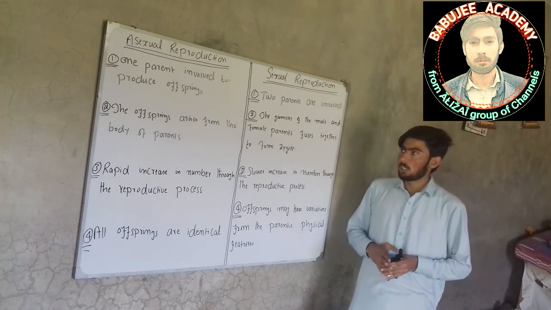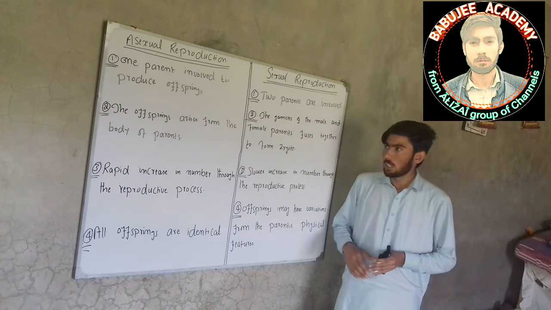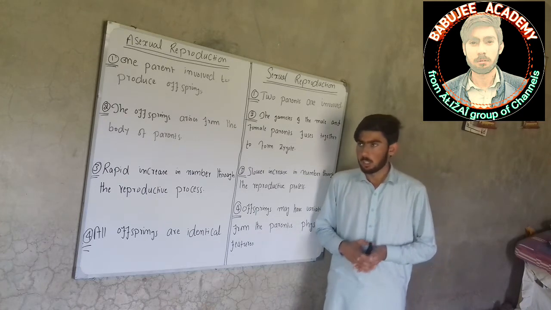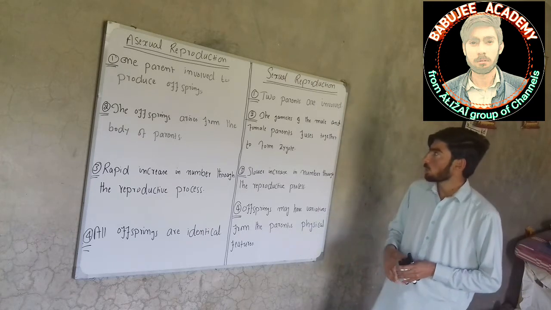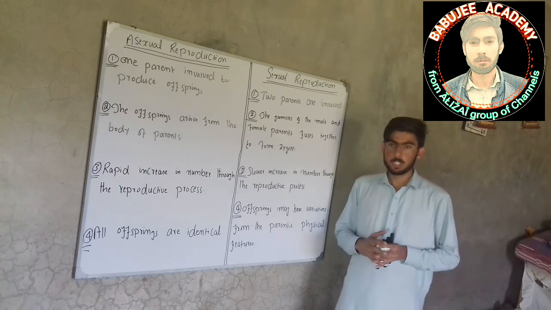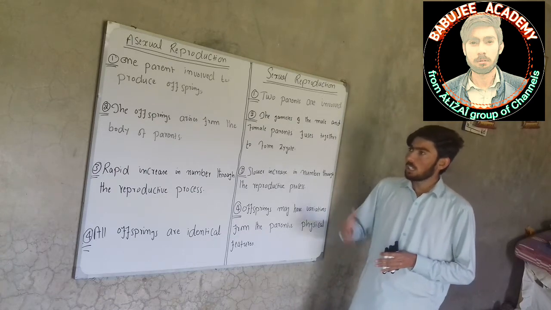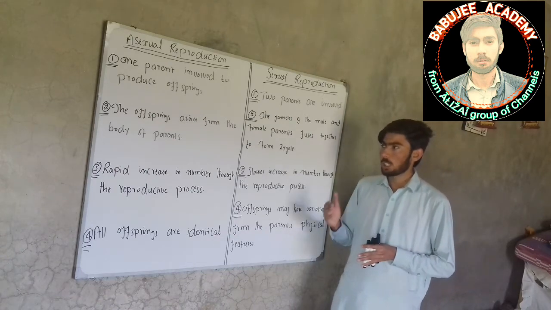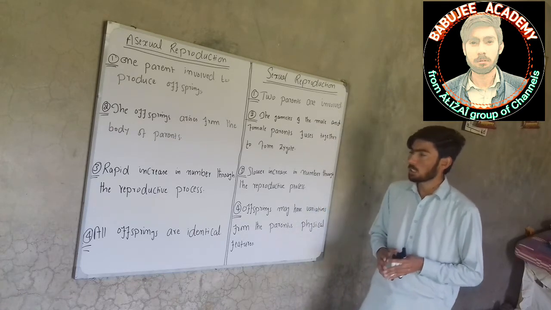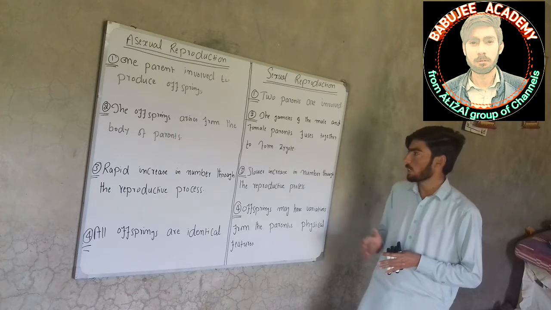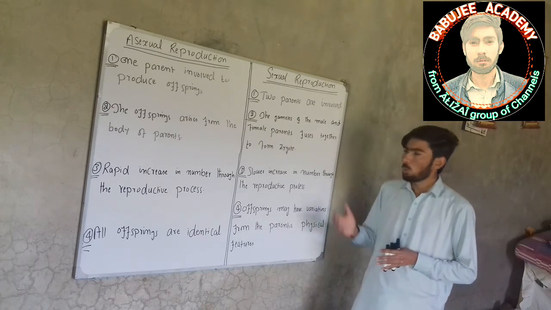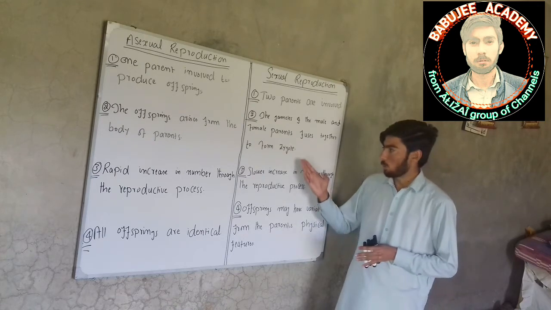Now let me start. In asexual reproduction, only one parent is involved in the production of offspring, while in sexual reproduction, two parents are involved, male and female. Male and female produce gametes. In asexual reproduction, the offspring arises from the body of the parent, while in sexual reproduction, the gametes of the male and female parents fuse together to form a zygote. When the ova and sperm combine, it forms a zygote.